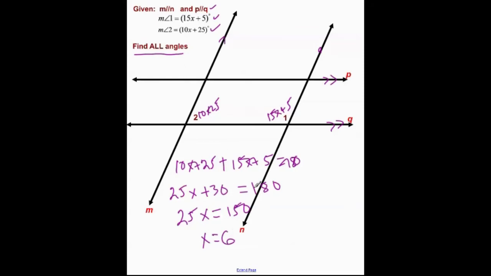To find all angles, I need to take that 6 and plug it in right here or over here. It doesn't matter which one. And I could plug it into this one since that's where I drew the arrow. So 15 times 6 is 90, and that plus 5 means this is 95. So right here I have 95 degrees for angle 1. This is supplementary. So that's just 180 minus 95, which gives me 85 degrees. The rest is a piece of cake.